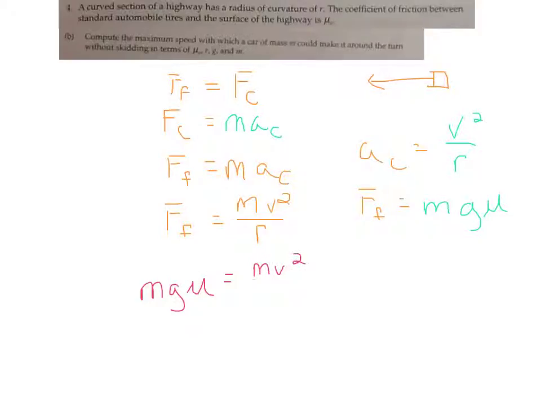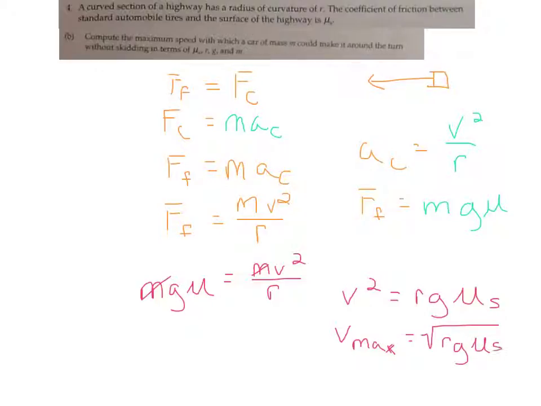mv squared over r. The m's cancel out, and the r is multiplied to the other side, so that we have v squared equals r g mu, which means the maximum velocity is equal to the square root of r g and static mu.